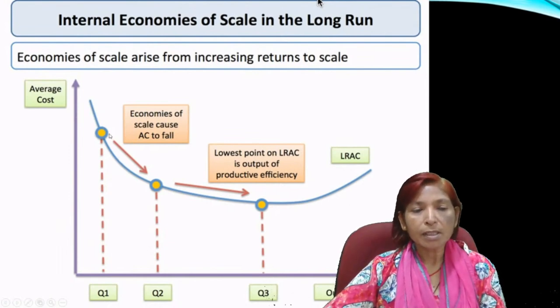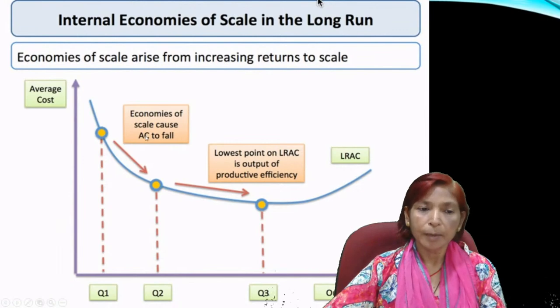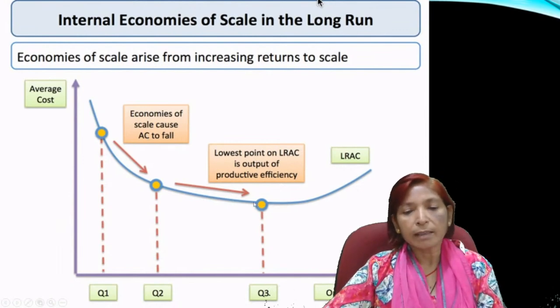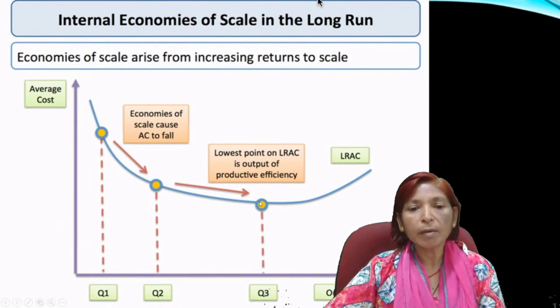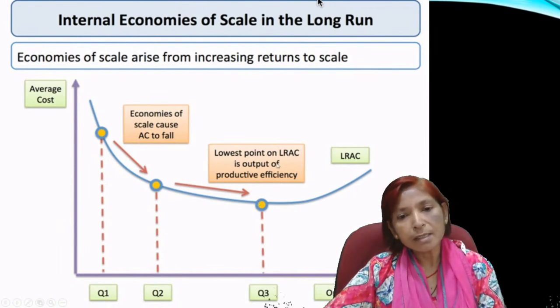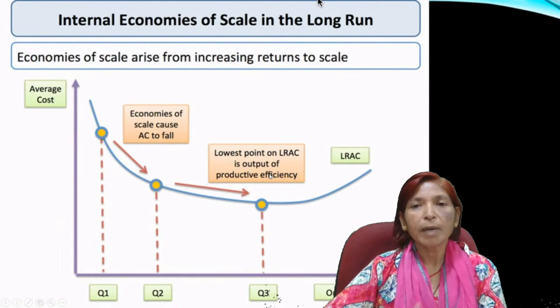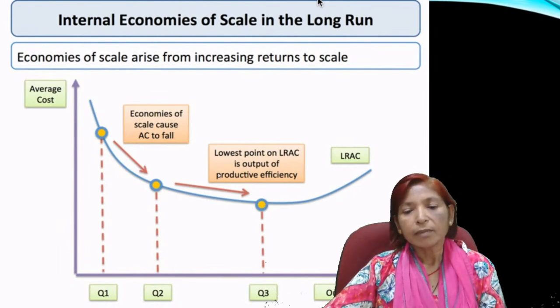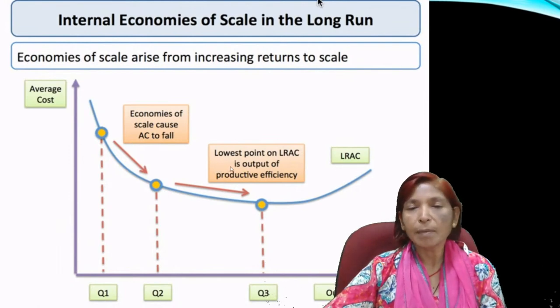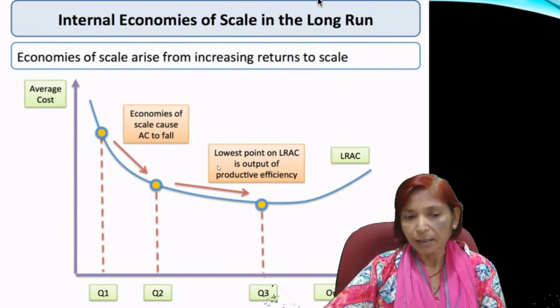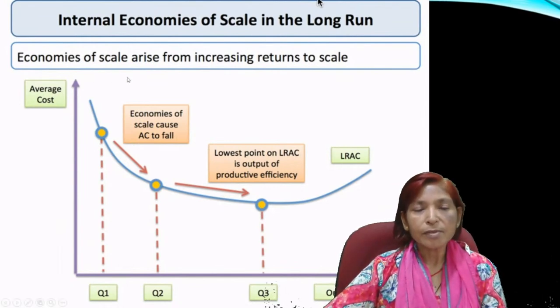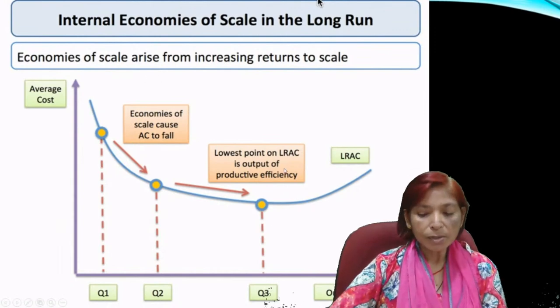And why is this cost curve U-shaped? In the beginning, cost is decreasing. Why is this cost decreasing? Due to the applicability of economies of scale. And at this Q3 point, where cost is minimum, this is the lowest point on LRAC, when output is efficiently produced, cost is minimized and production is maximized. So this is the optimal stage of production. And after that, when diseconomies of scale are applicable, then cost will start rising. So these economies of scale arise from increasing returns to scale.